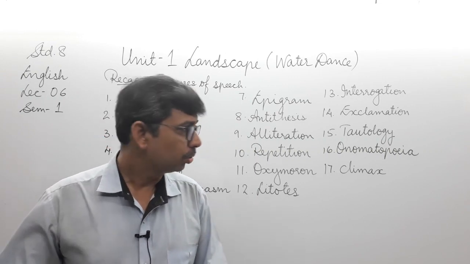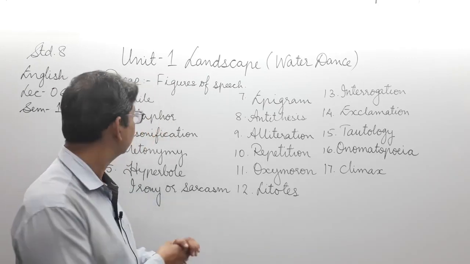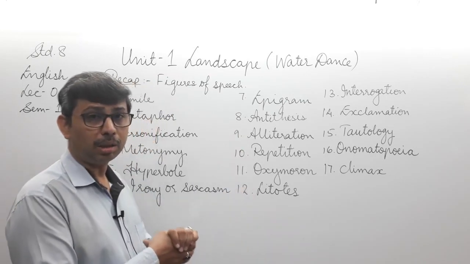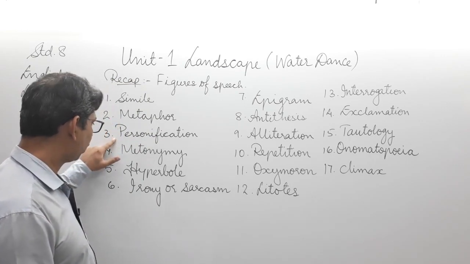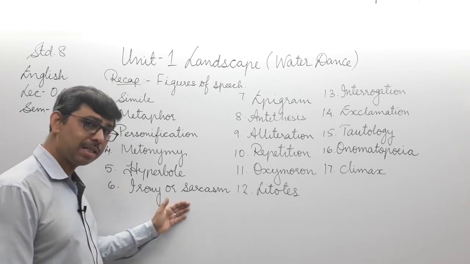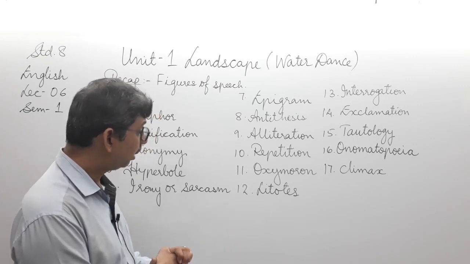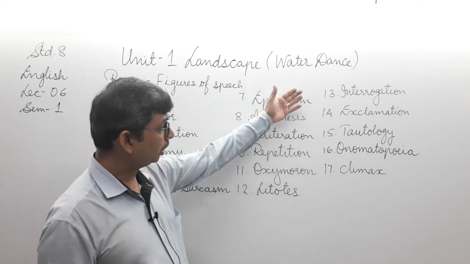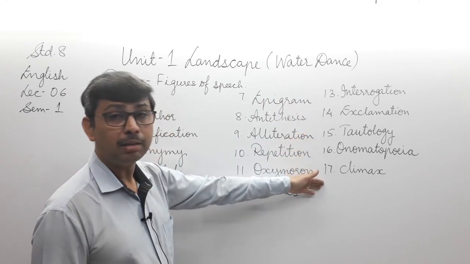So you can see on the board I have written the name of all those 17 figures of speech that we learned in the last lecture. So I'll just go through the pronunciation and the words so that you can remember very well. Simile, metaphor, personification, metonymy, hyperbole, irony or sarcasm, epigram, antithesis, alliteration, repetition, oxymoron, litotes, interrogation, exclamation, tautology, onomatopoeia and climax.